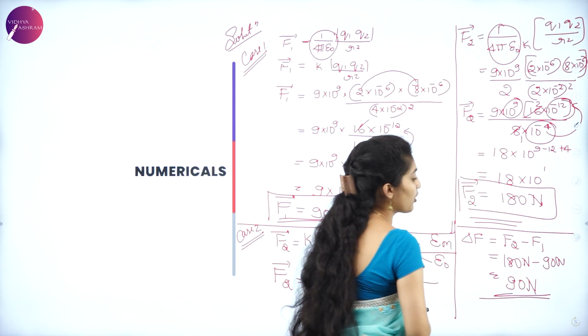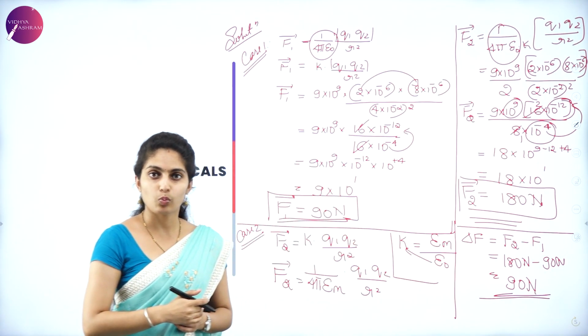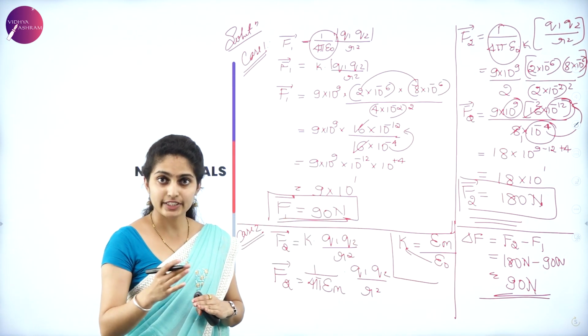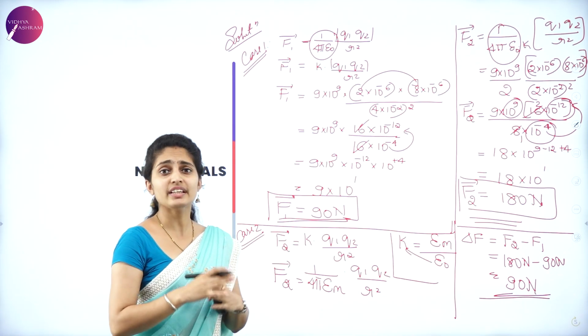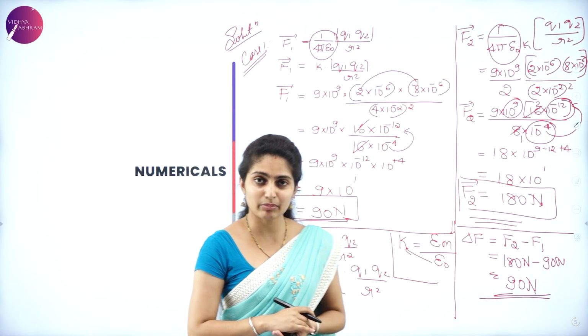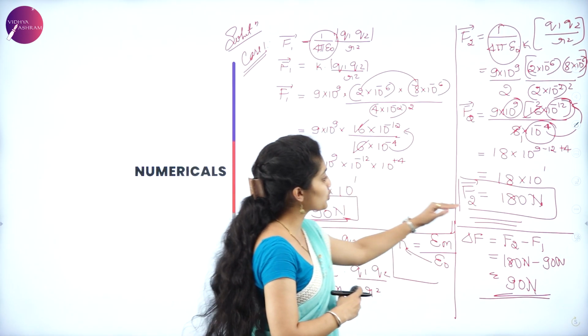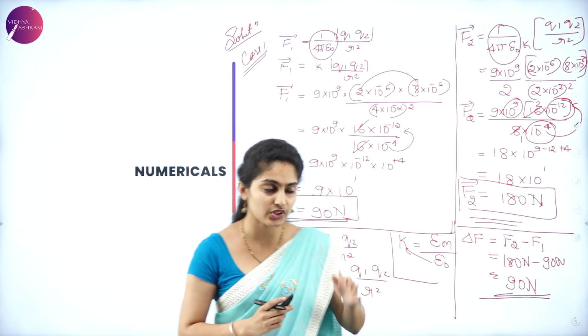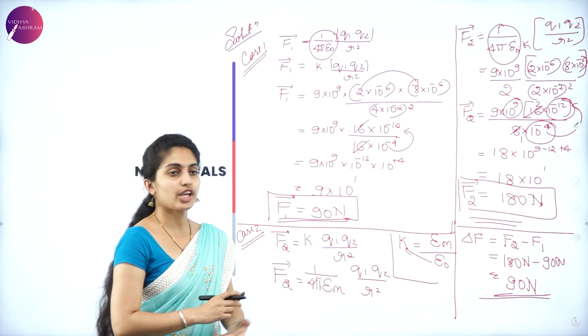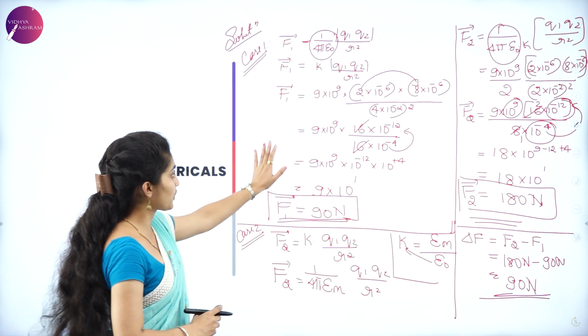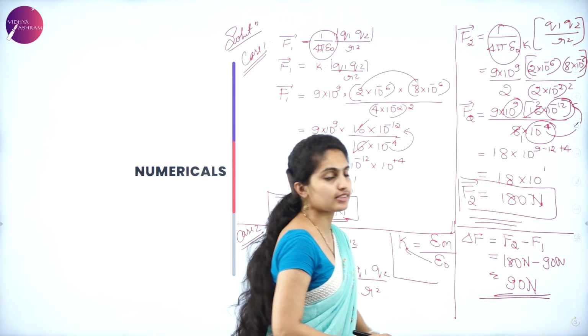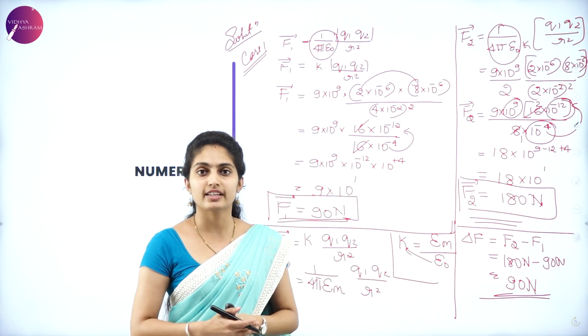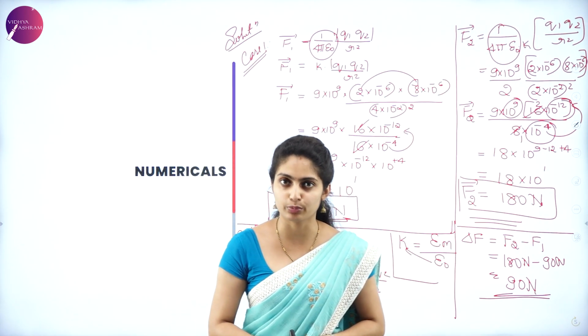So that is all about your question number 1, and you have found out the electrostatic force when it is at a distance of 4 centimeters, the electrostatic force when the distance is halved along with the dielectric constant introduced, and finally the change in the force. So case 1, case 2 and case 3 are over here. So here ends our first set of numericals.